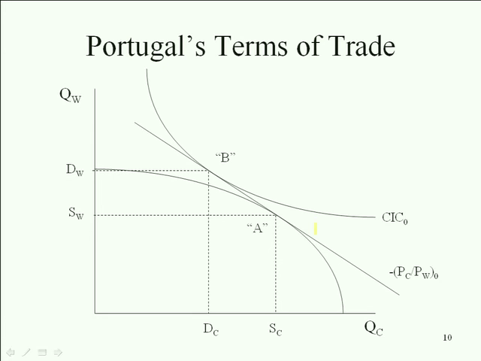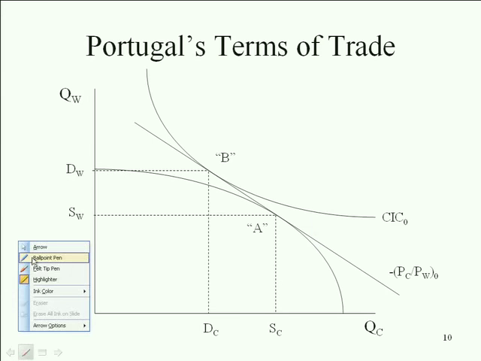Now let's assume, for maybe reasons we don't understand yet, that the relative price of cloth increases. Okay? So remember, this is also telling us that the terms of trade for Portugal have increased. So what happens? How do we show that here?